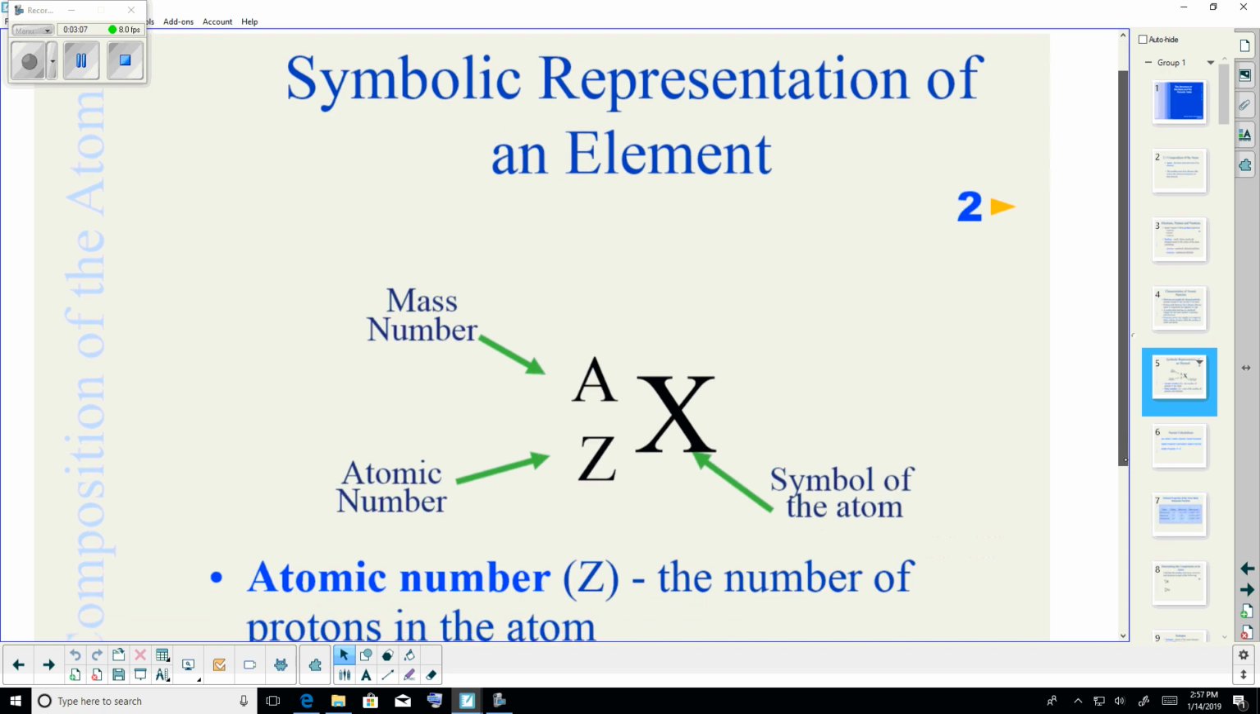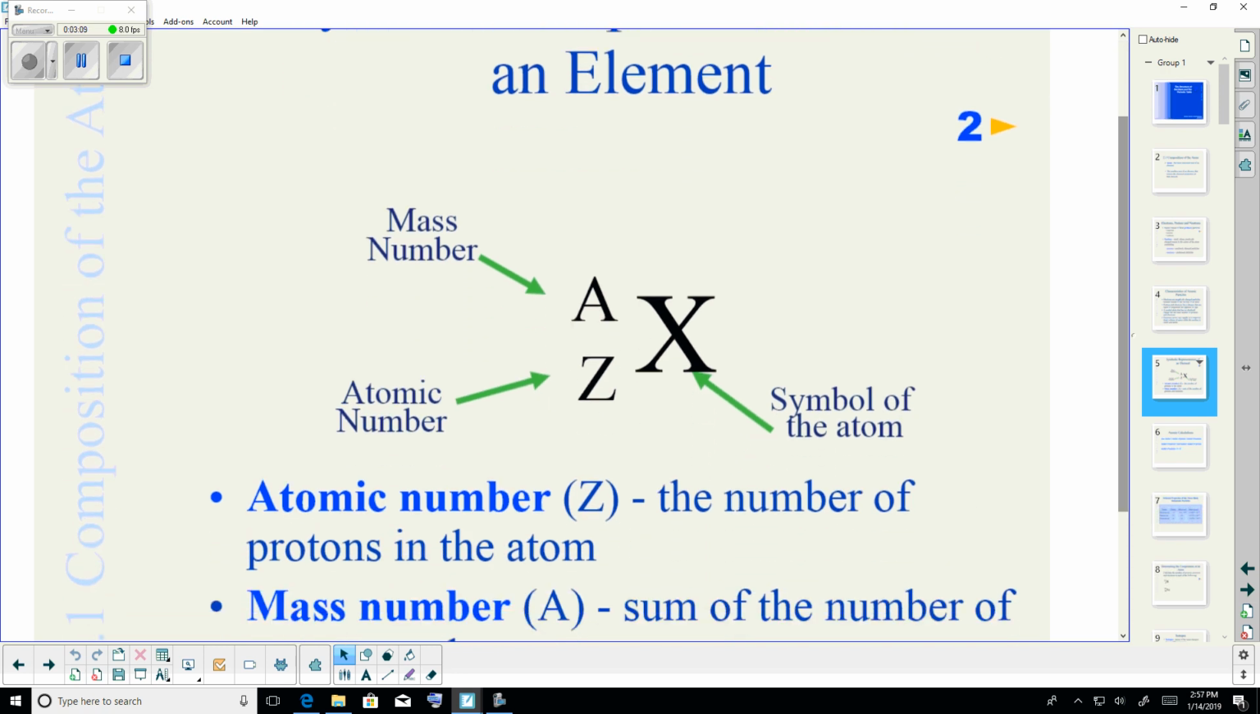When you look at the periodic table, you see a symbol of the atom, in this case X, a mass number called A, and an atomic number Z. The atomic number Z is the number of protons in the atom. You can see it starts with 1 for hydrogen, 2 for helium, 3 for lithium, and it just keeps going up in order, one by one.